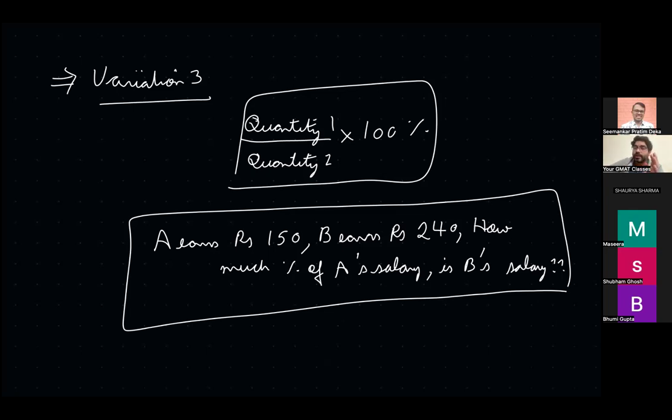Are we comparing B to A? Yes or no, class? So that means in the numerator, I will take B. In the denominator, I'll take A into 100%, which will be 160%. Is this clear to everyone? Yes, it's clear.